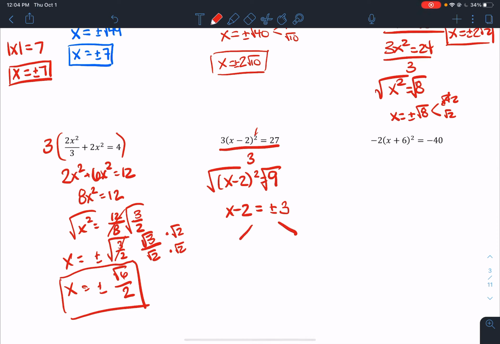Now I'm going to split this up into 2 equations. X minus 2 equals plus 3. And x minus 2 equals negative 3. Add the 2 over, x equals 5. Add the 2 over, x equals negative 1.